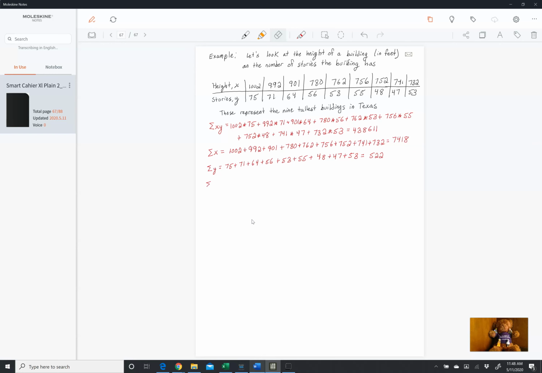And finally, we need the sum of the squares of our x's. So this is going to be 1002 squared plus 992 squared plus 901 squared plus 780 squared plus 762 squared plus 756 squared plus 752 squared plus 741 squared plus 732 squared. And this gives us 6,210,858. Now we have our n. Our n is equal to 9. So now we're going to plug in to our slope equation.